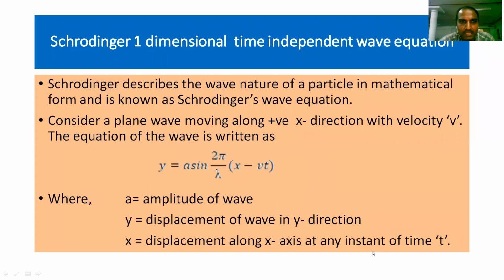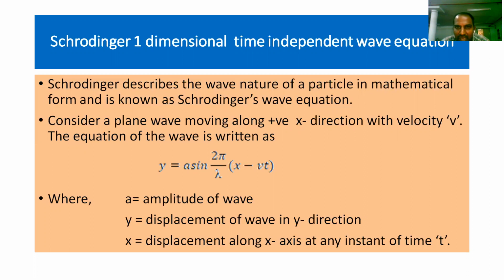What is Schrodinger's one-dimensional time independent wave equation? As I mentioned in the previous lectures, whatever the problem which is related to the motion of a microparticle, which is related to the micro world, we have to solve the problems with the help of Schrodinger's wave equation. That's why Schrodinger's wave equation is called a basic principle in quantum mechanics.